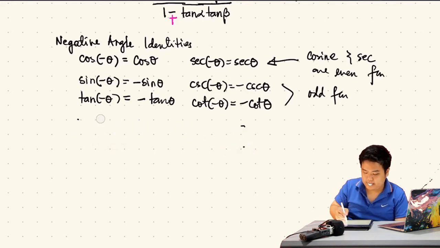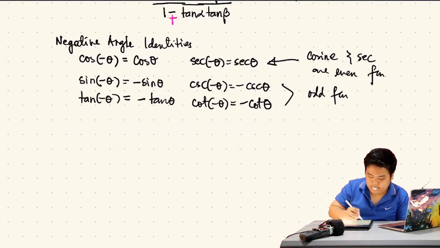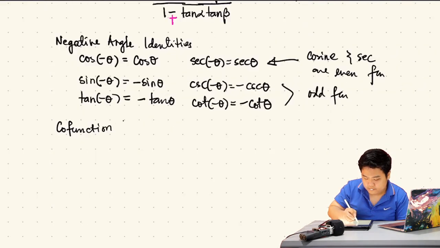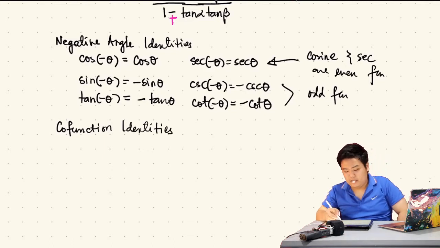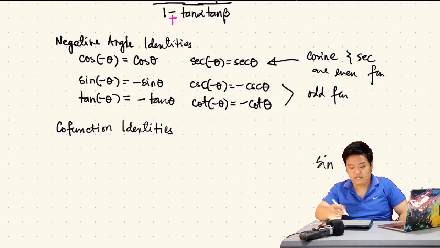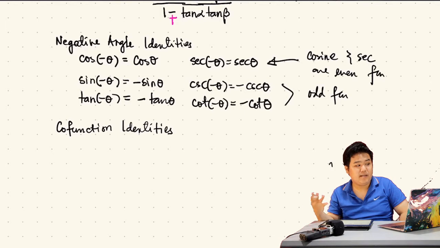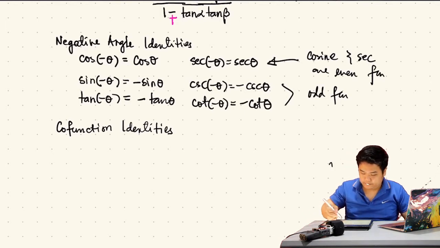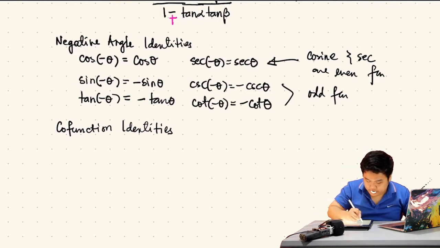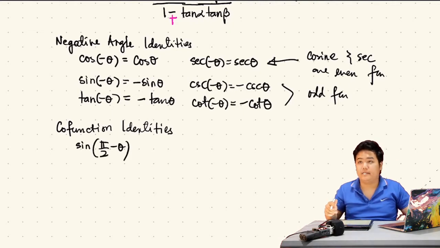Okay, so next naman, we will derive the cofunction identities. Hindi nyo mapapansin, parang sine, cosine, tangent, cotangent, secant, cosecant. Actually, may mga relationship yun. Okay, so yung unang relationship, ano kaya ang sine pi over 2 minus theta?